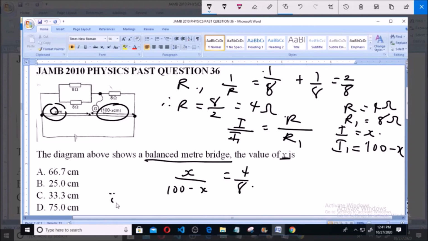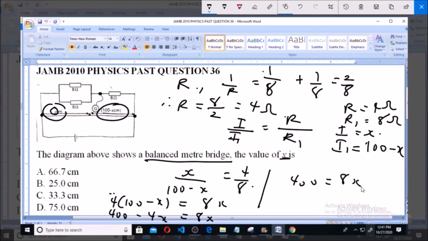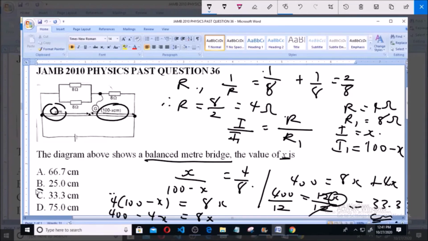so 400 minus 8X... sorry, 8 times (100 minus X) gives 400 minus 4X is equal to 8X. So 400 is equal to 8X plus 4X. 400 is equal to 12X. Divide both sides by 12. So 400 divided by 12 is equal to 33.3 centimeters, which is the value of X. So X is equal to 33.3 centimeters, and that is option C, which is the correct answer to this question.